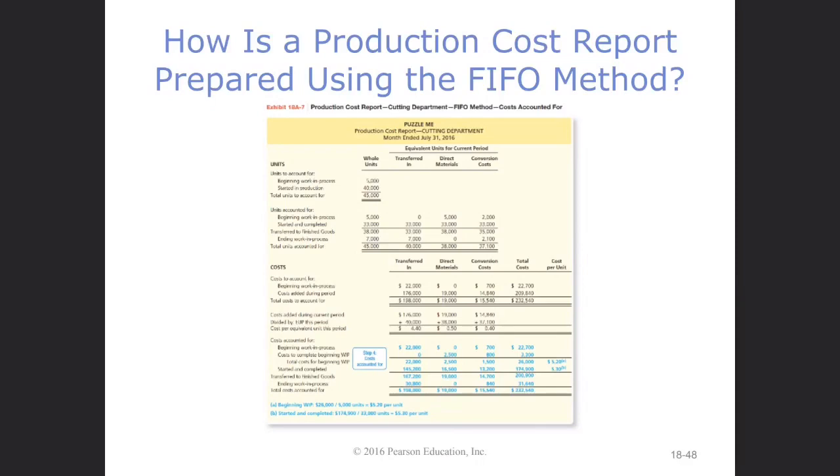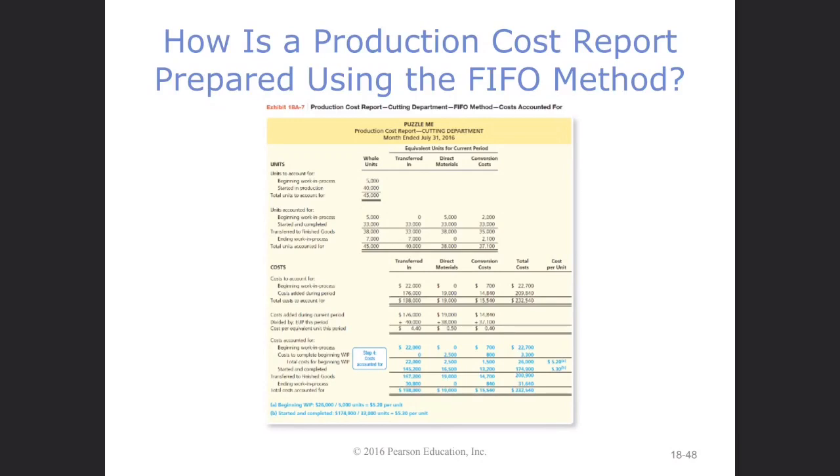For this one, you've got step 4, cost accounted for, and we've got our total cost listed here. So we have completed all of this. We added the transferred in plus the direct materials plus the conversion cost. That's going to give us our total cost.